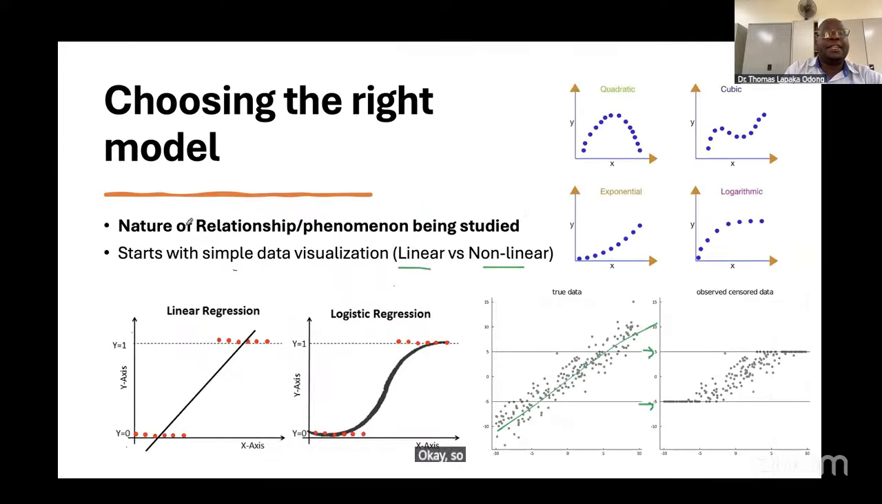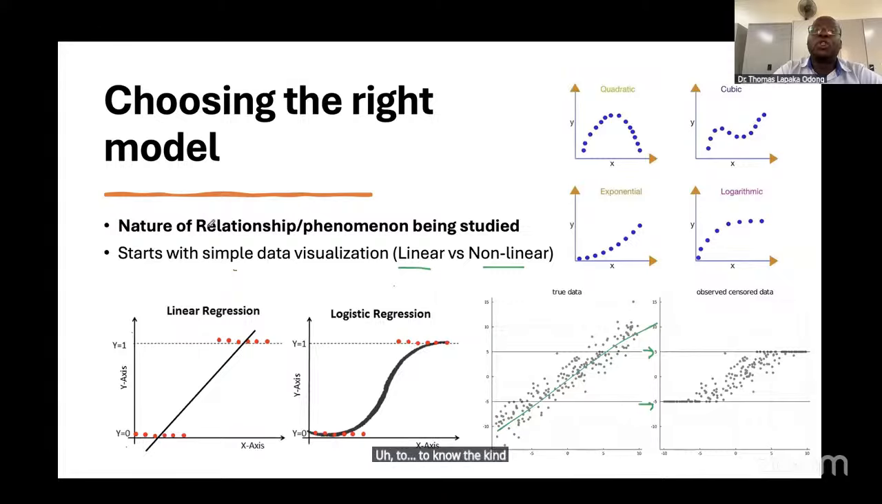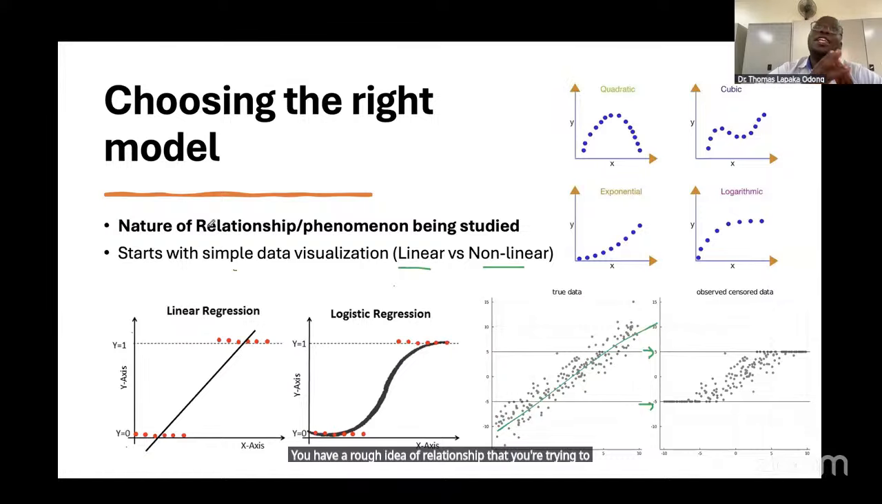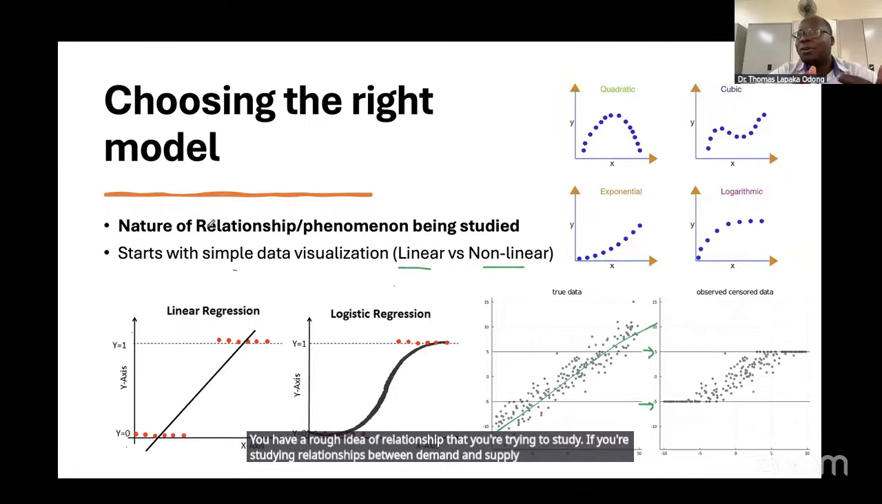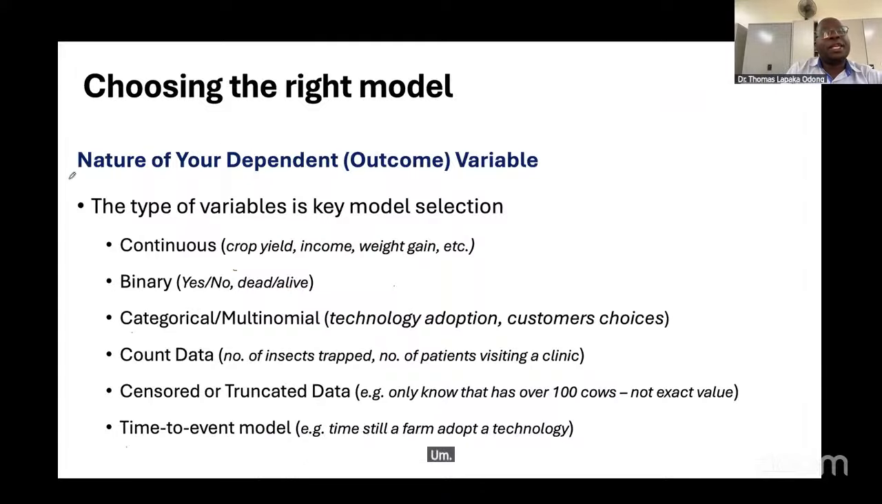So the first thing is the nature of the relationship or the phenomenon that you want to study. Here, you can do simple data visualization that can help you know the kind of relationship. But we also assume that being a scientist, either a biologist, a social scientist, or an economist, you have a rough idea of the relationship you're trying to study. If you're studying the relationship between demand and supply, you know how that relationship behaves, and that should help you choose a suitable model. Now, the next criterion is about our response variable or our dependent variable.